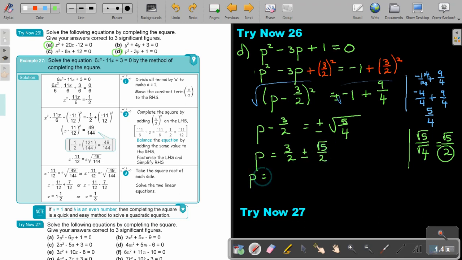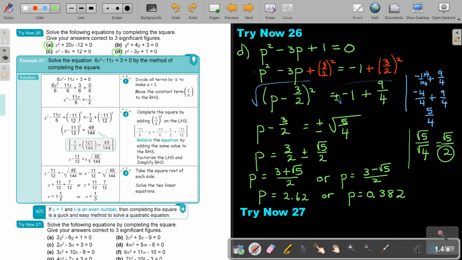So p is equal to 3 plus square root 5 over 2, or p is equal to 3 minus square root 5 over 2. And my final answers are 2.62, or p is equal to 0.38, to 3 significant figures. In the next video, we will continue with example 27.